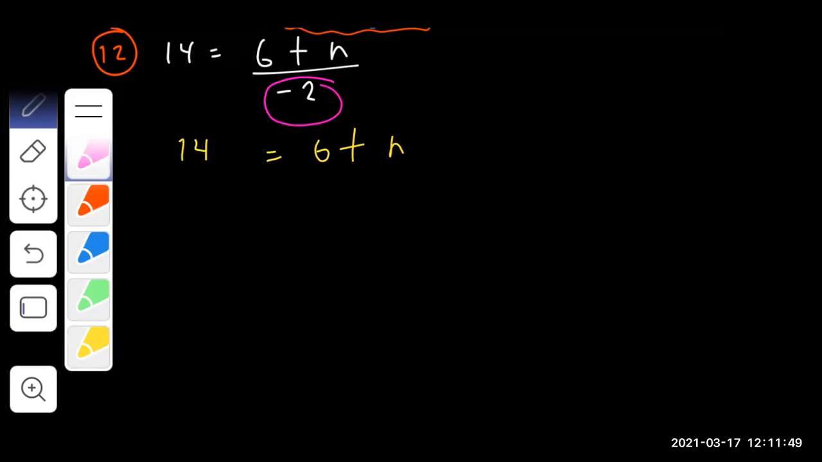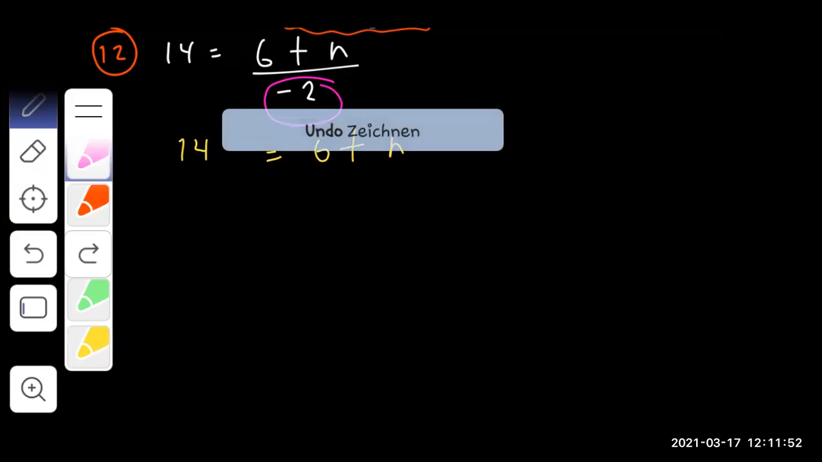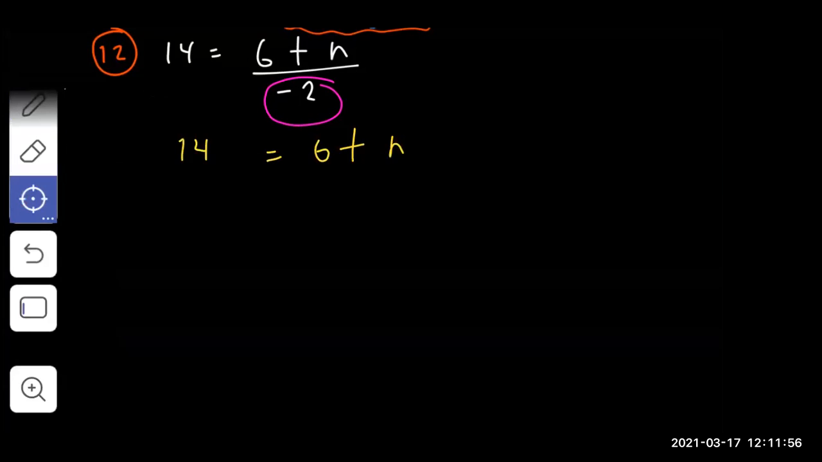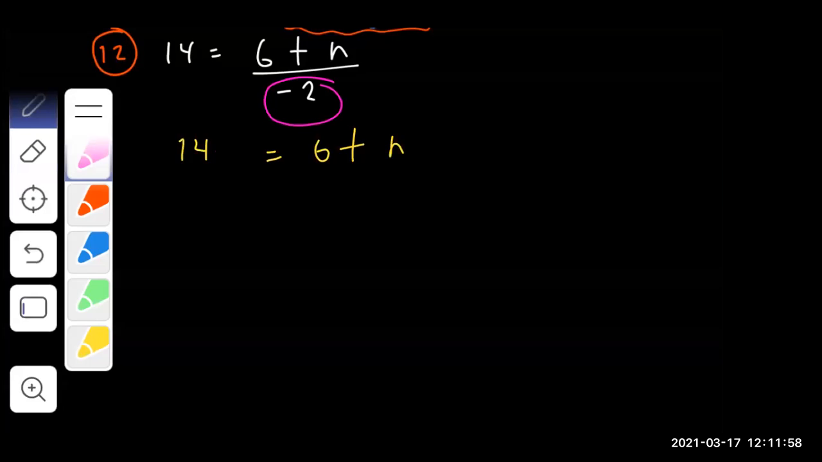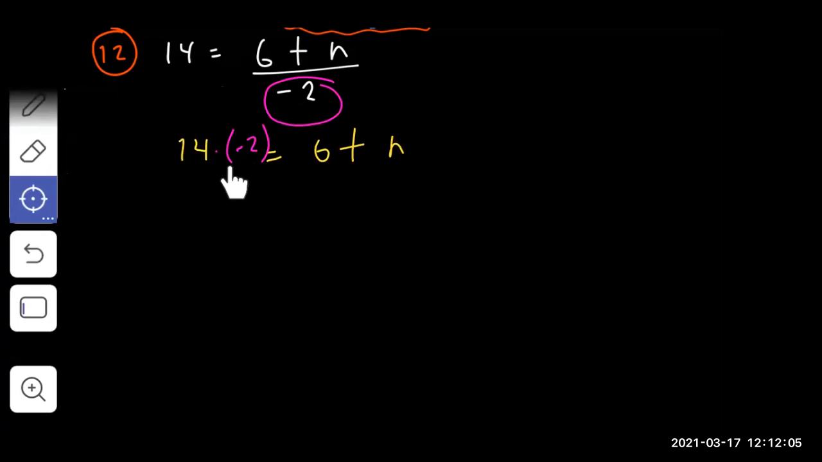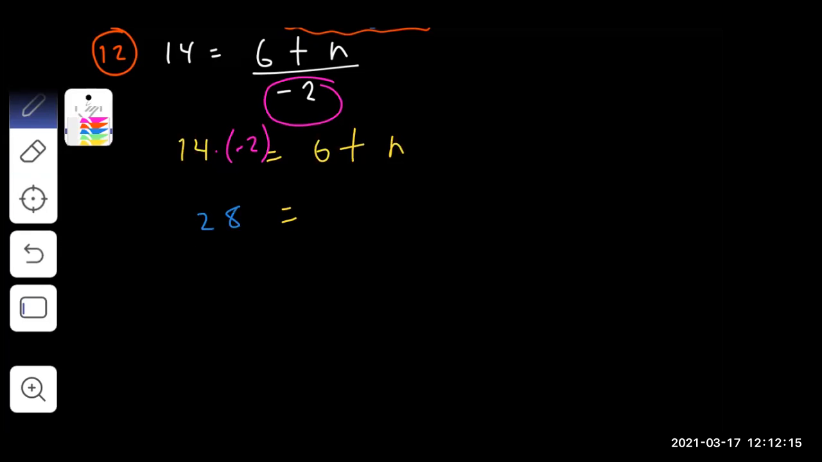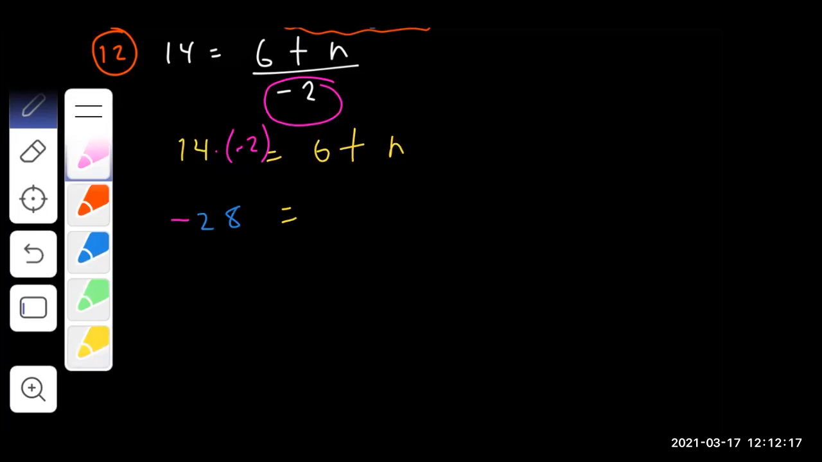This negative 2 is dividing because it's on the denominator. What is this 2 going to be doing on the other side? It is divided, so on the other side it's going to be multiplying, with the sign, negative 2, exactly as it is. Then, guys, let's solve this. What is 14 times negative 2? 14 times 2 is 28. One is positive, the other is negative, then negative. And I just copied 6 plus n.